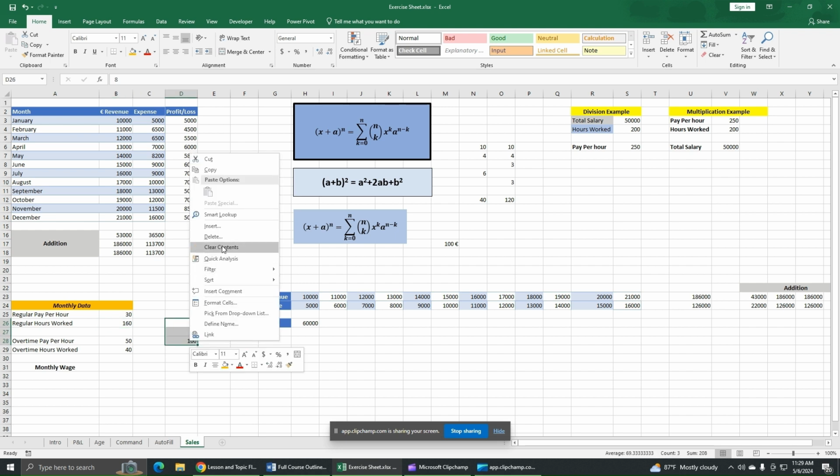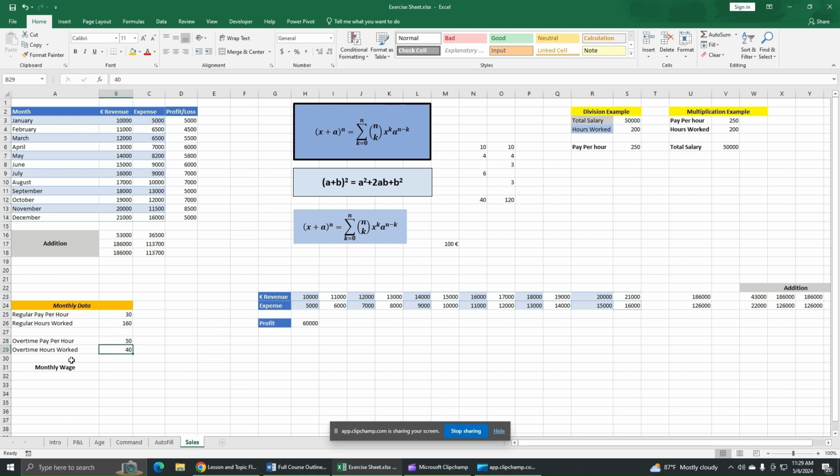Okay, and how was this overtime generated? Every day he works for 2 hours overtime, and 5 days in a week means 5 into 2 is 10, and there are 4 weeks in a month, so 10 into 4 is equal to 40. So this is how this 40 is generated. Now, to calculate this monthly wage, we have to work out how much he earns from his regular pay and how much he earns from his overtime pay.